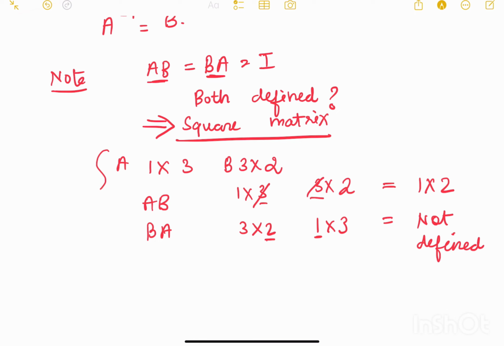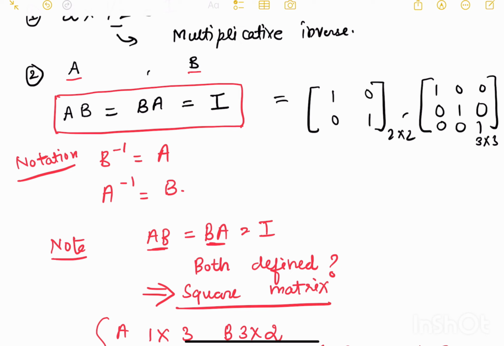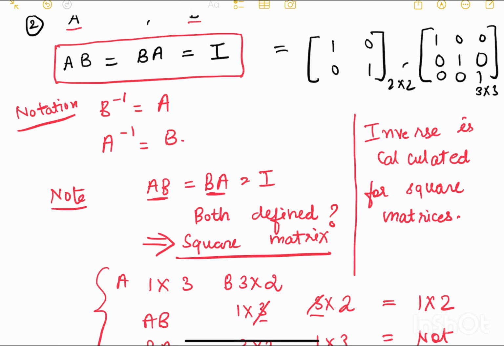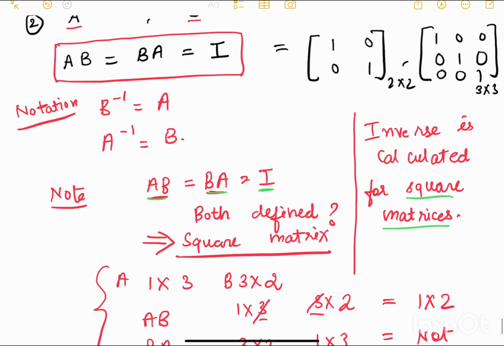So after considering these scenarios, it is understood that inverse is calculated for square matrices. Now that we are clear with this conclusion that we are only dealing with square matrices, so that my AB and BA are defined, that is not the only condition we need. We want both of these values to be equal to my identity. Okay, then only we say that the inverse of B is A and the inverse of A is B.